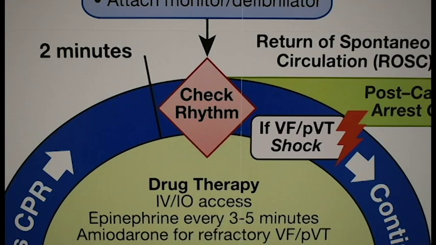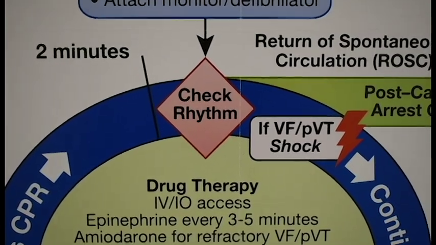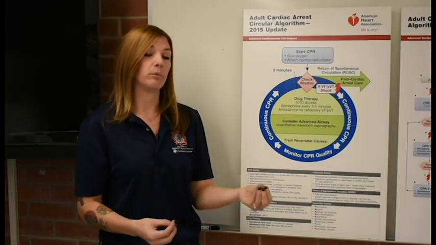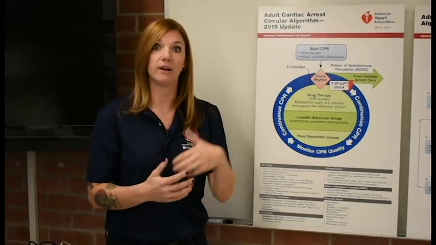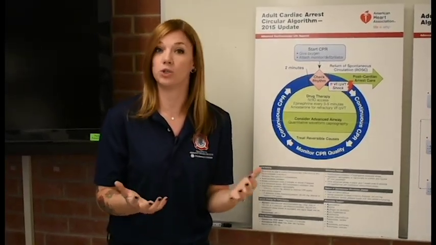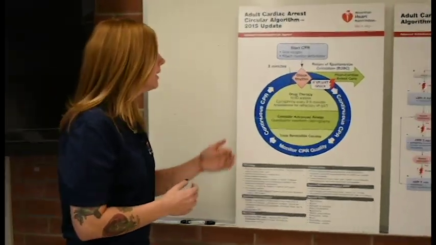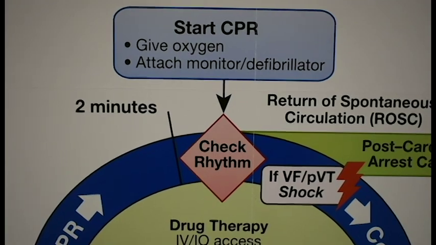So after 2 minutes, you stop, you check for a pulse, and you check what you have on your monitor. At that time, if you should be shocking a patient, say they're in VFib or pulseless VTAC, you should be defibrillating your patient at the full set of joules, like 150 to 200. It used to be monophasic, now it's biphasic. Then we go through another 2 minutes of CPR.